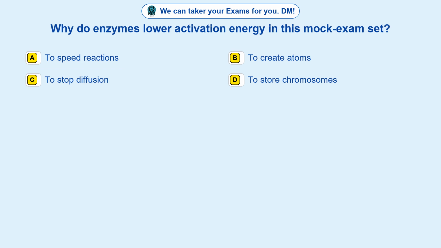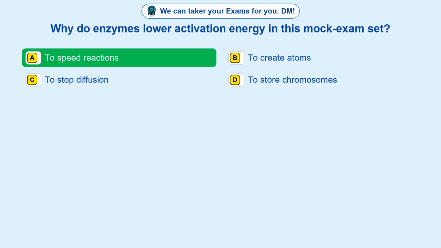Question 5. Why do enzymes lower activation energy in this mock exam set? Option A. To speed reactions. Option B. To create atoms. Option C. To stop diffusion. Option D. To store chromosomes. The correct answer is option A.